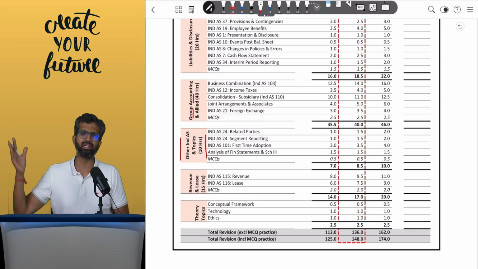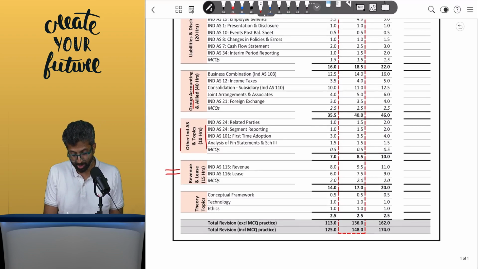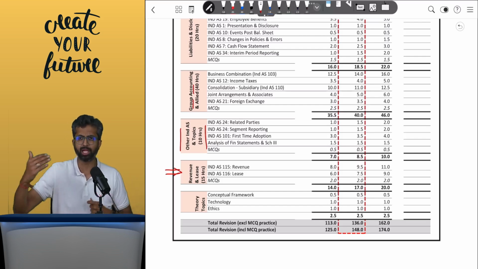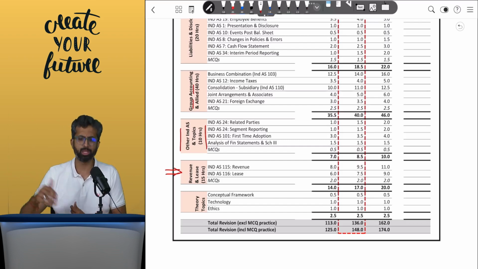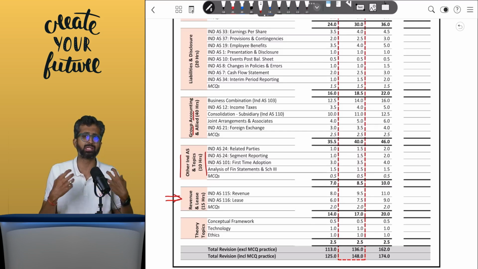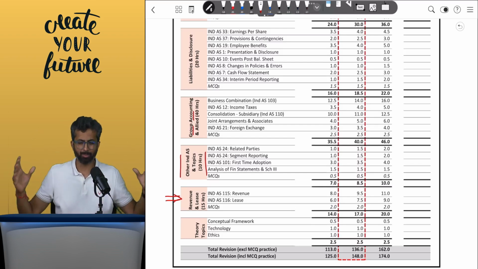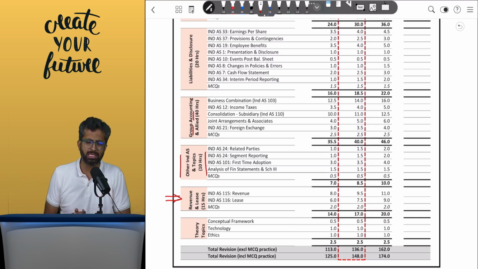You sit for a single day and finish this entire thing, and then you go to revenue and leases. Now some students might want to do revenue and leases earlier, and you can do that. There's no problem in that. You can do lease along with the section of assets, and you can do revenue probably along with these other indices as well. But if you are the type of person who cannot really focus on the bigger topics in one go, then you might as well spread it and do revenue and leases at the end.